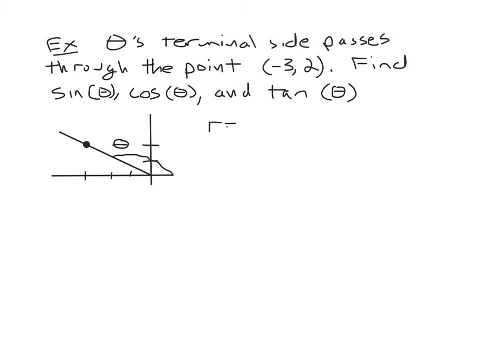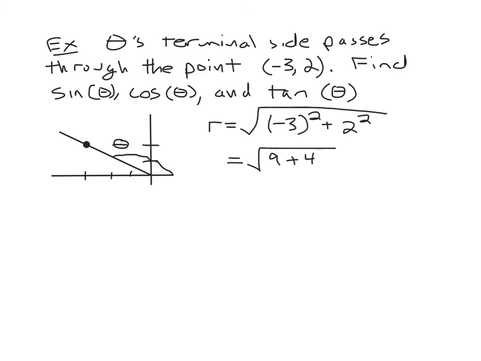The only real computation we have to do here is first we have to find r, the distance from the point to the origin, and that comes right from the distance formula. It's the square root of (-3) squared plus 2 squared. Be careful with parentheses around that -3, because you cannot get a negative number under that square root, because r is a distance, so it's always positive. So that's the square root of 9 plus 4, which is the square root of 13.